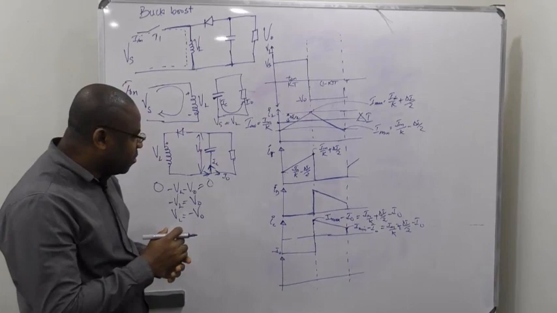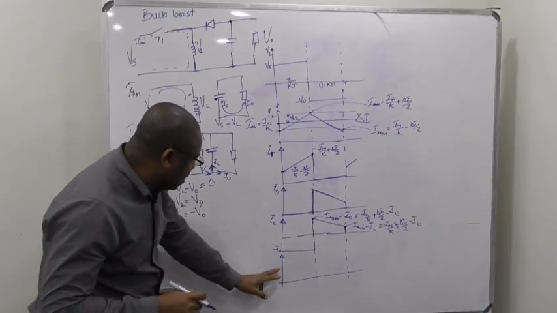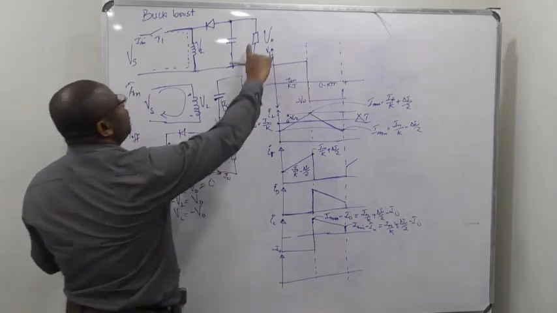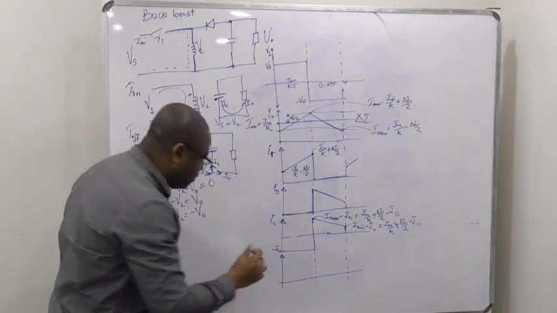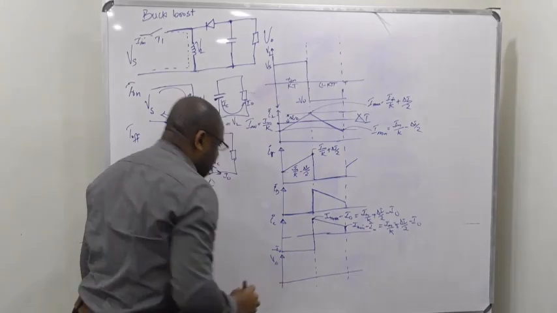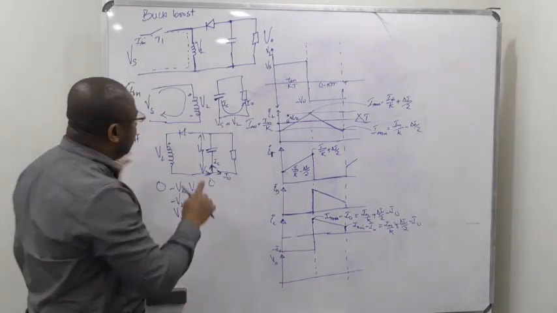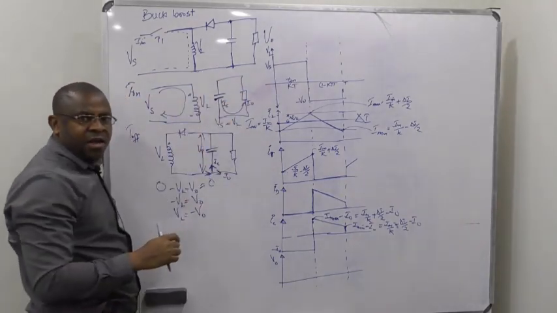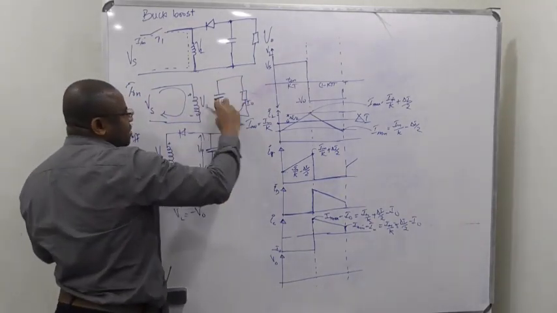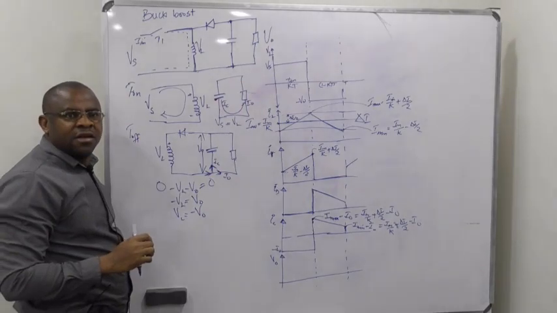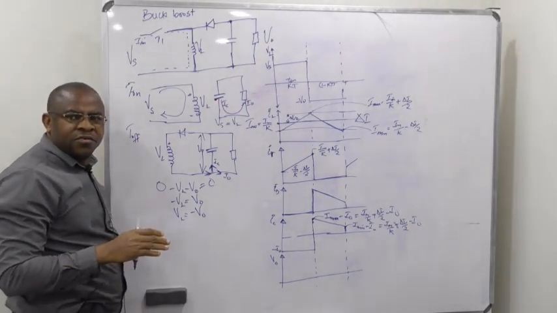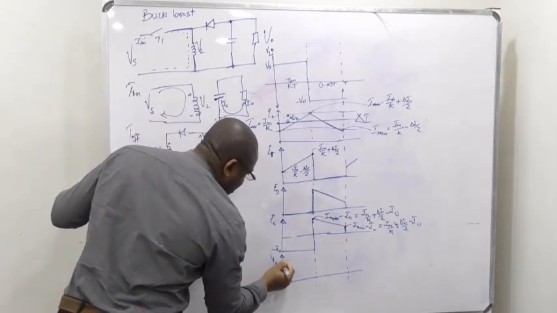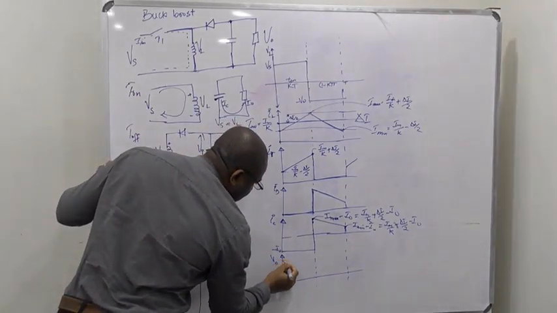Now the next thing that we look at is the output voltage, VO. Let's see what happens to the voltage. When this is on, whatever is here is being discharged to the load. Did you get it? So the voltage reduces, like that.